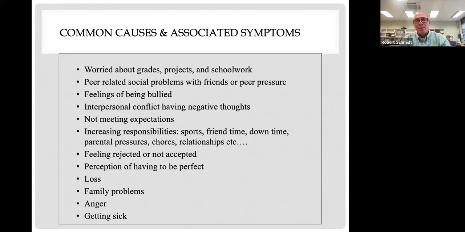Perception of having to be perfect, which is a self-defeating perception, because then you feel like you're not even meeting your own expectations. If you get a B instead of an A and your expectation is an A in a very difficult class, I feel like there could be a spiraling effect that can affect our self-esteem and our goal achievement and attainment.